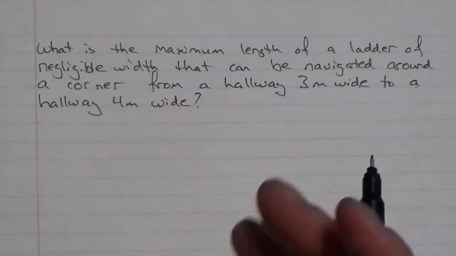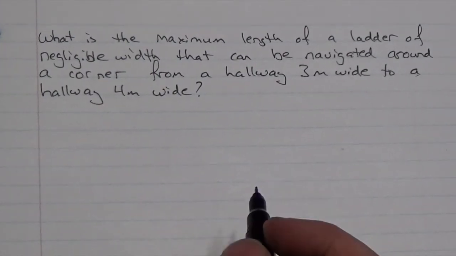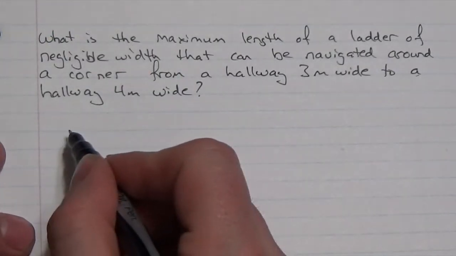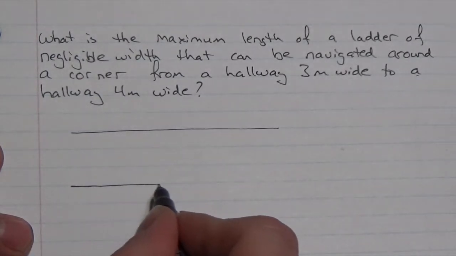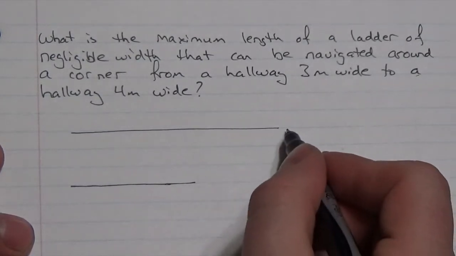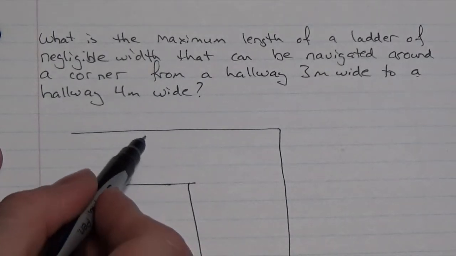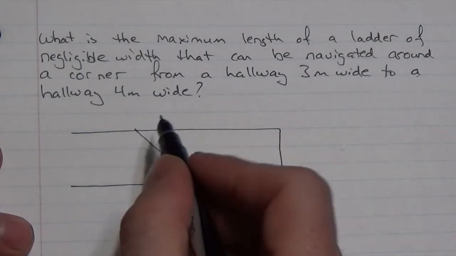In fact, it's so much more difficult that you probably need a computer to crank through the calculations there. But a situation like this is actually pretty straightforward. So let's just draw what this looks like. So here's my hallway that's 3 meters wide, and then we're going to navigate around a corner that's 4 meters wide. So it's really this across this little corner right here that's the issue.